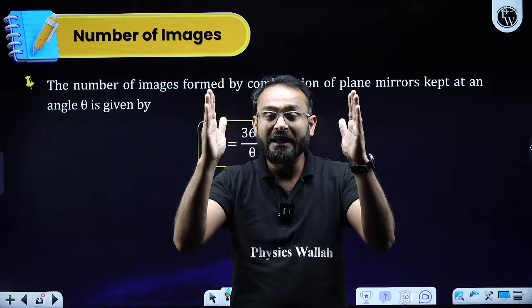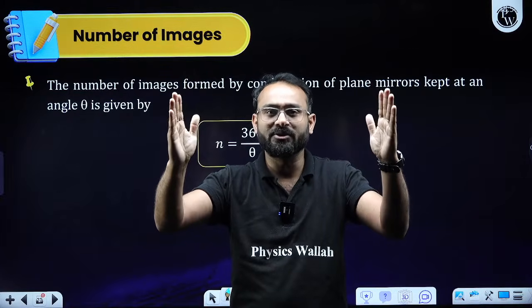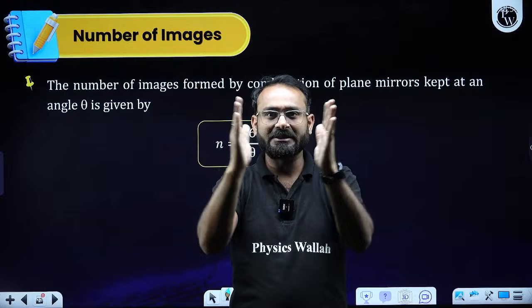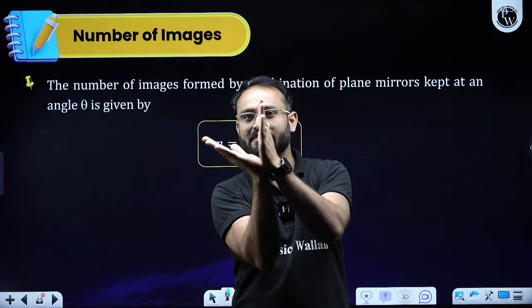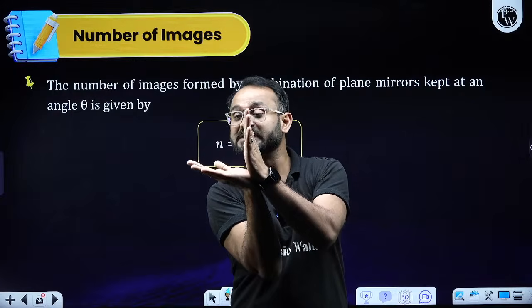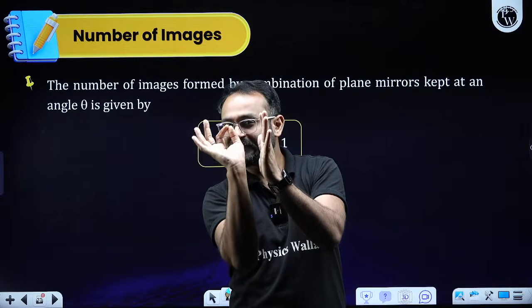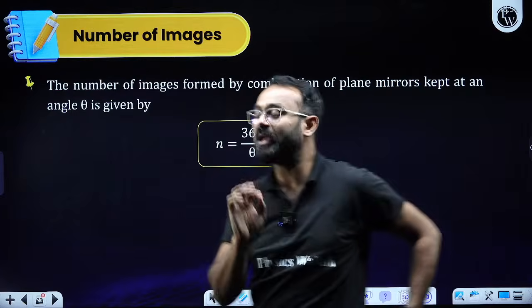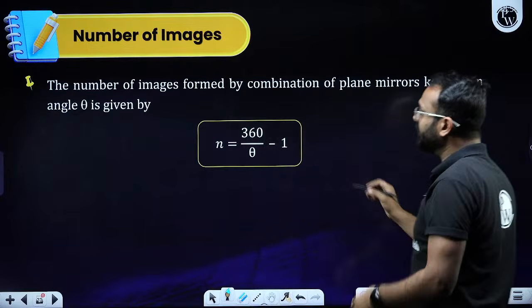So that is when two plane mirrors are placed parallel to each other. I'm talking about when the plane mirrors are kept at some angle, and the object is placed in between them. What is going to happen? In that case, we require this formula.